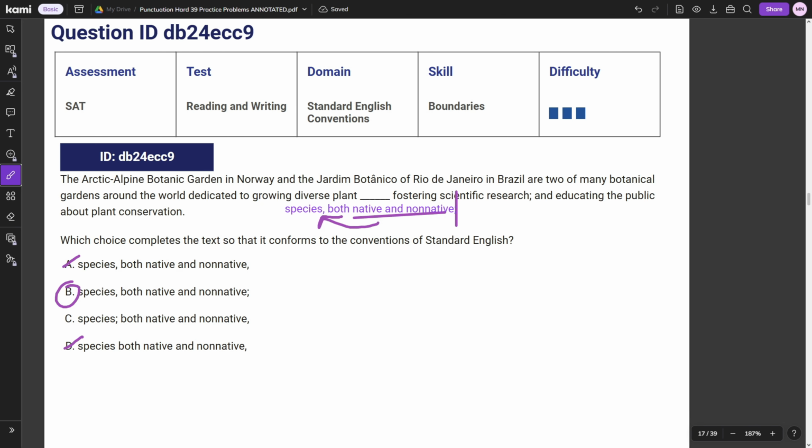Now let's look back at C. Let's treat the semicolon as a wall. That means that both native and non-native would apply to fostering scientific research. Would it make sense to foster scientific research that is both native and non-native? No, that doesn't really make sense. Or at least it doesn't sound as good as native and non-native plants. That's why C would not be our answer.